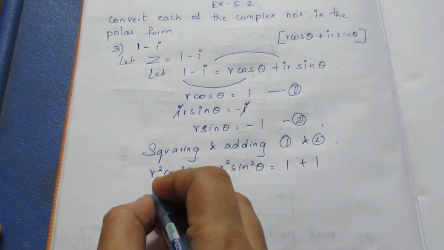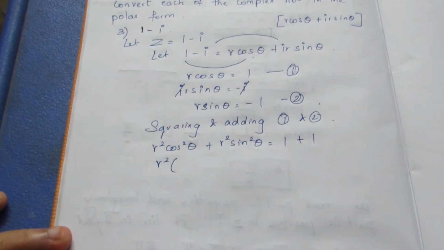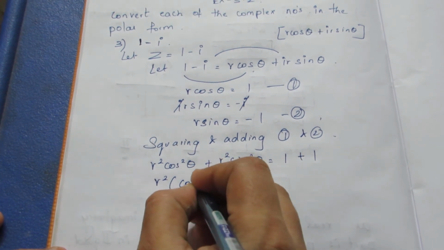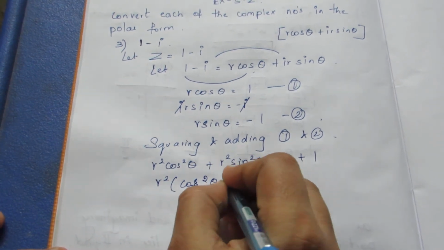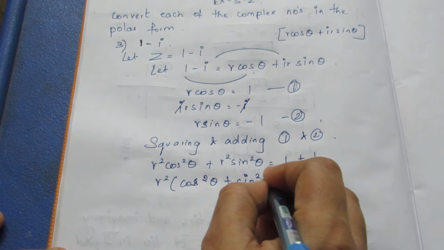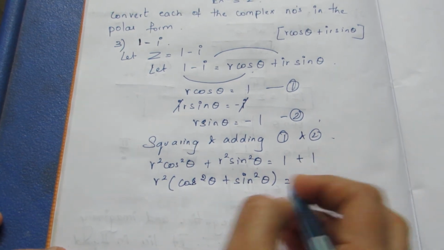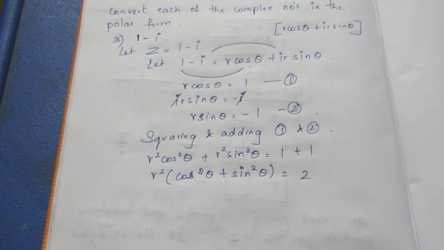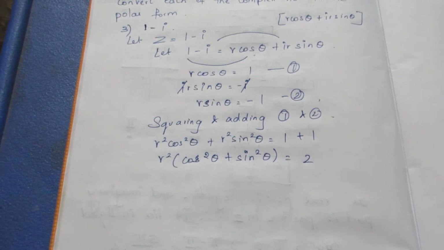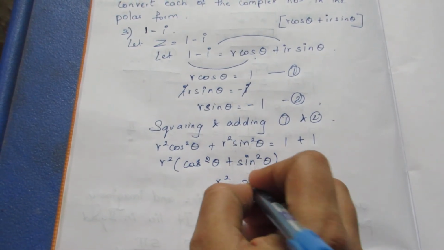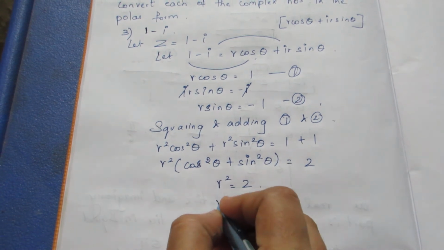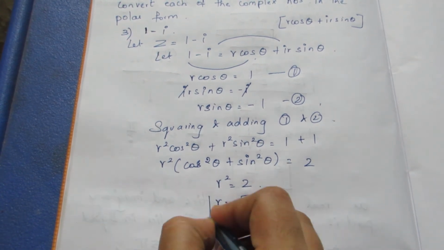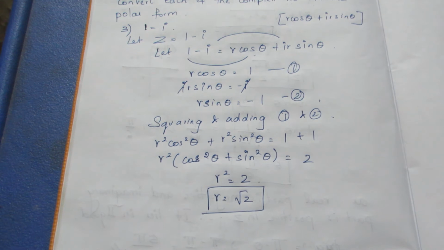Now taking r square common, we can write cos square theta plus sin square theta equal to 2. We know that sin square theta plus cos square theta equals 1, so I can write this as 1. So it becomes r square equal to 2. Now taking the square to the other side, r will be root 2. We have found r to be root 2.